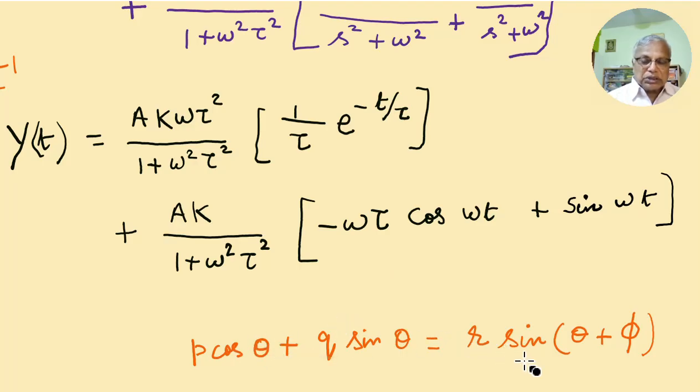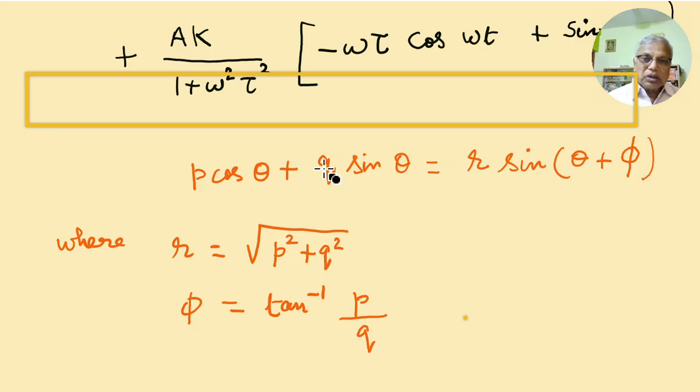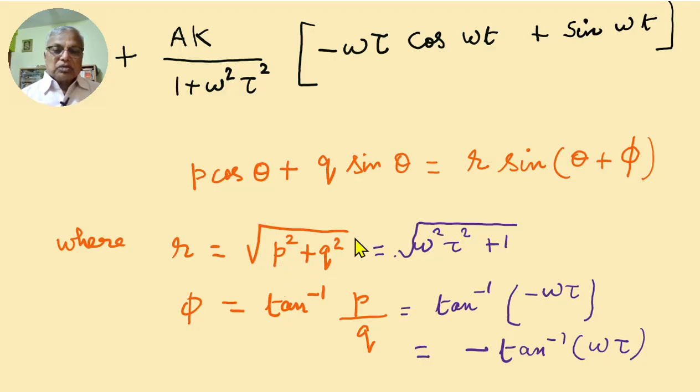If you simplify using this identity, it will give you a single term r sin theta plus phi, where r is root of p square plus q square, and phi equal to tan inverse of p by q. Now let us substitute. P is minus omega tau, q is 1. So p square is omega square tau square, plus 1. So r equal to root of omega square tau square plus 1.